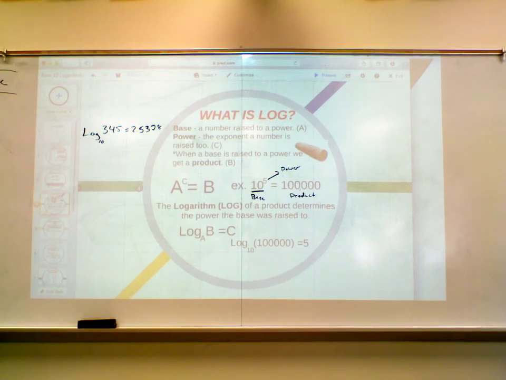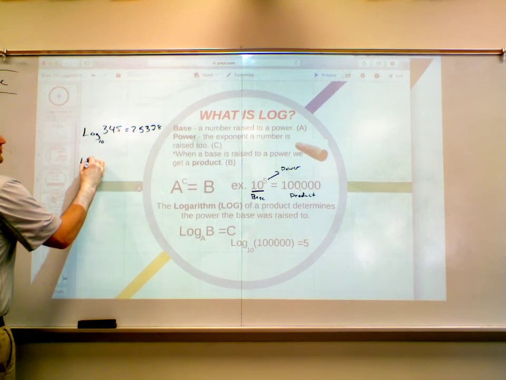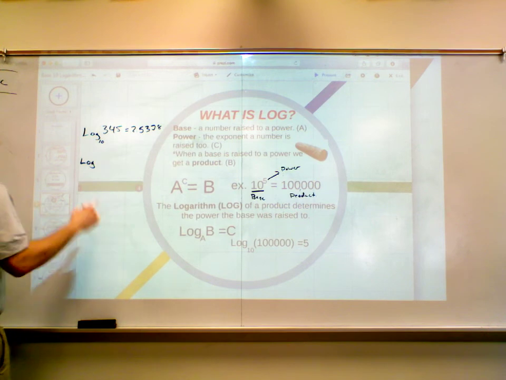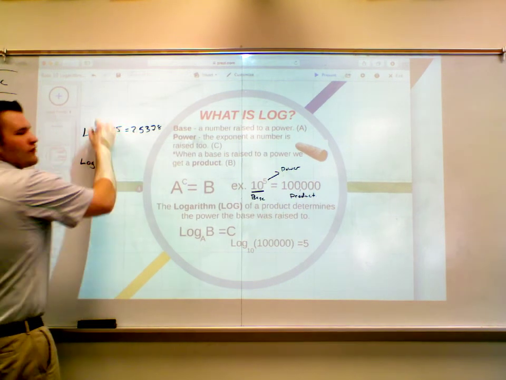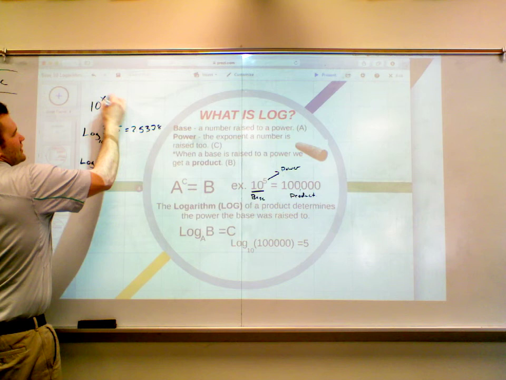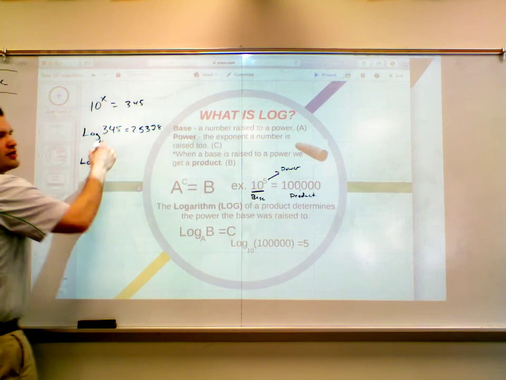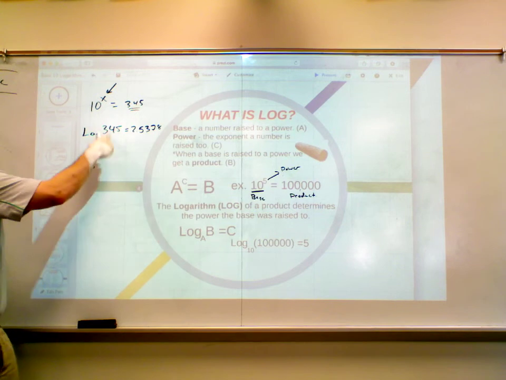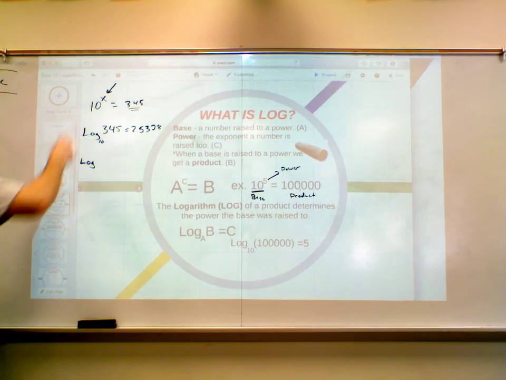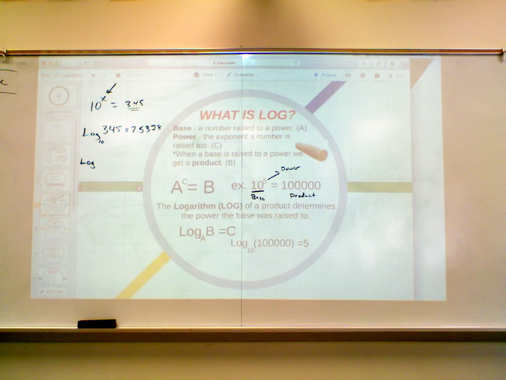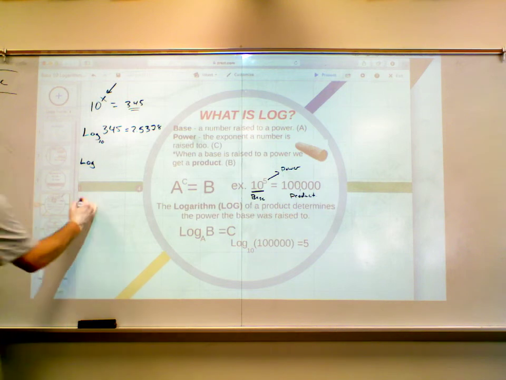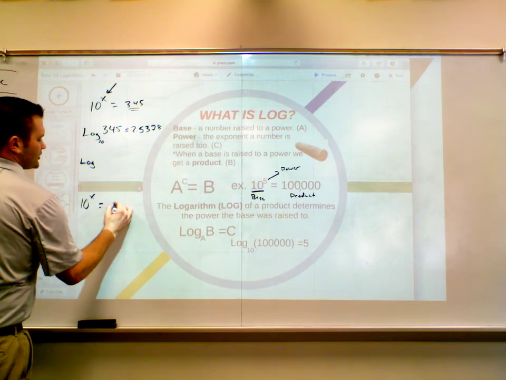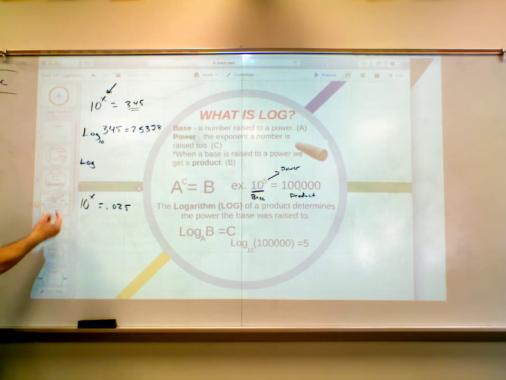We did the same thing last time. It gives you the B, not the C. 345 was our B, because we were doing 10 to the X equals 345. They gave me the B, I wanted to find the X. So if you have the B, you find the X to get the power you raise 10 to get that number. So let's do it. When we had the other one, it was 10 to the X equals 0.025, right? How do you want us to round, sir?